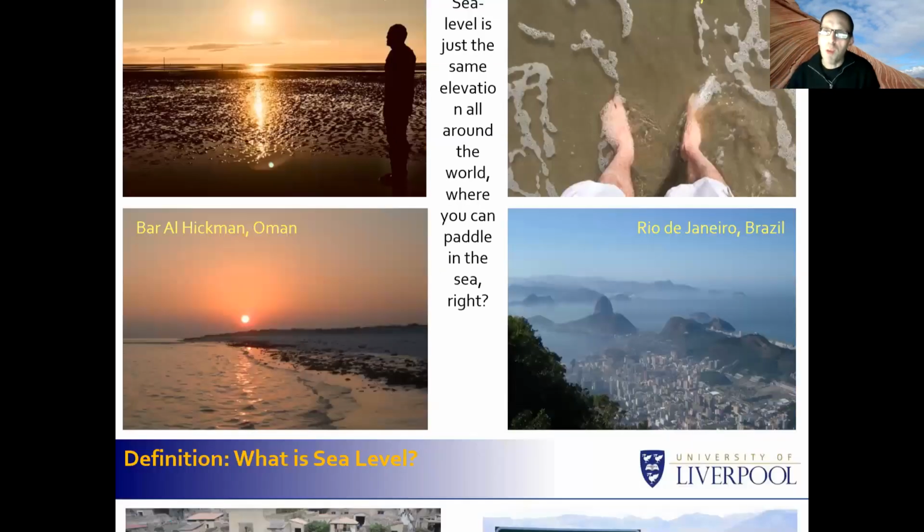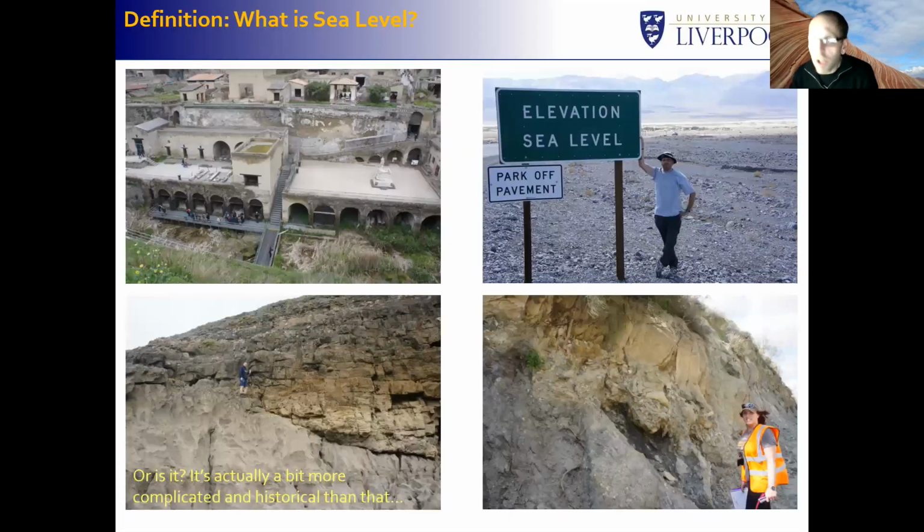But when we look into it a bit more, and we look back into history and deep time, and even when we go around the world and look at different locations that are in different tectonic regimes, we start to see that perhaps it's a little bit more complicated. So in Death Valley, that's where this is, you're instructed to park off the pavement. You can also take your picture at elevation sea level. Well, clearly, if you look behind, that's actually the Californian desert. So it is below sea level, but it's certainly not flooded by the sea.